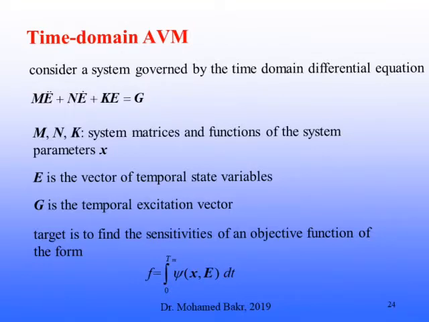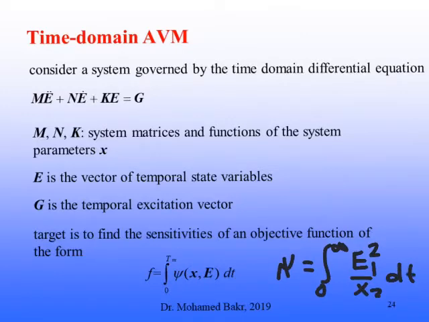Maybe I can give an example here. I can write, say, that psi is the integral from 0 up to infinity, whatever the case is here, of E1 squared divided by x2, say, dt. So what's happening here? I'm integrating E1, which is the first state variable, squaring it, and integrating it directly over time. So E1 is a function of x2. It's a function of x1. It's a function of all the parameters.